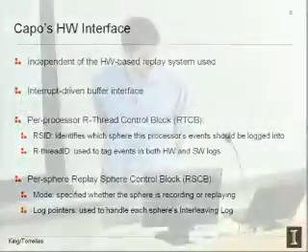Capo's hardware interface: we designed this interface to be independent of the underlying replay hardware we're using. Our hope is that the hardware-software interface and the abstractions we've developed would work regardless of what you have running underneath. Now, the hardware we have running underneath is DeLorean for obvious reasons, but our hope is that we came up with an independent hardware-software interface.